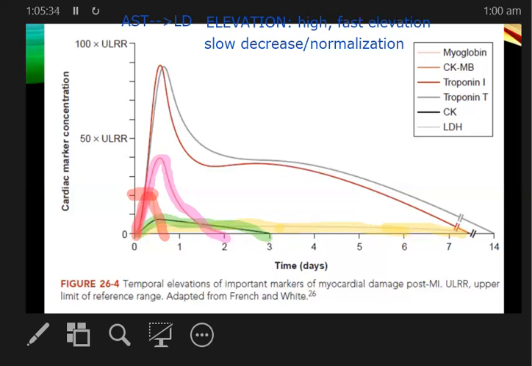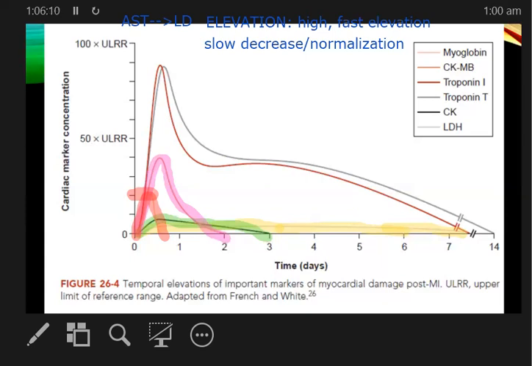Okay, so specifically it increases in 1 to 4 hours, peaks in 6 to 9 hours, and returns to normal in 18 to 24 hours. Okay, your CKMB, parang mali yata yung nasabi ko. Ulitin ko na lang. It increases in 4 to 6 hours, peaks in 12 to 24 hours, returns to normal in 2 to 3 days. I cannot remember what I mentioned.